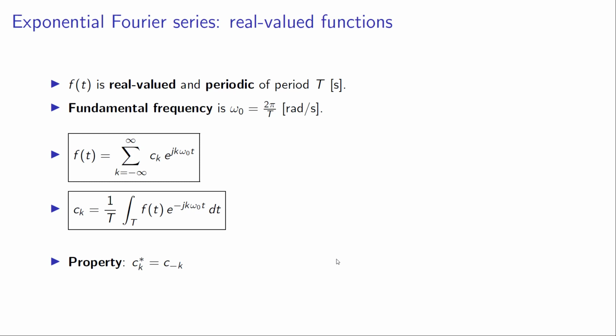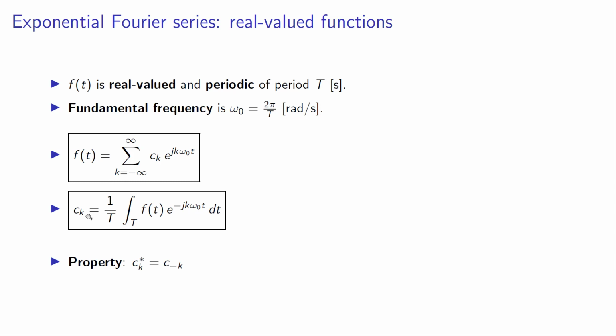So f of t here is a real valued function. It's periodic of period T, and associated you have of course the fundamental frequency omega 0 = 2 pi over T. What you see over here is the so-called exponential Fourier series, and we have seen in the previous video that there are at least 3 other interpretations, but basically this formula says that you decompose f of t in a sum of sines and cosines at the harmonics of the fundamental frequency.